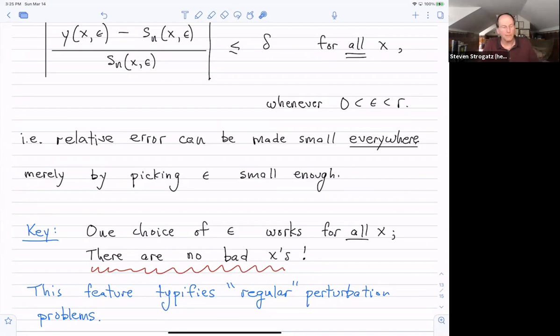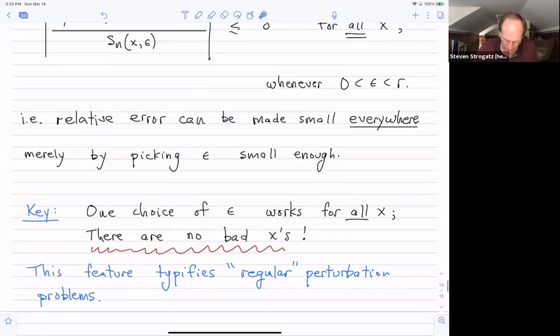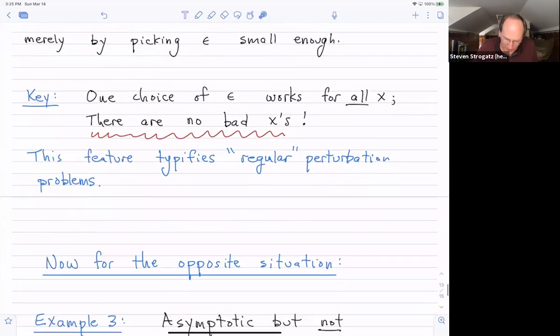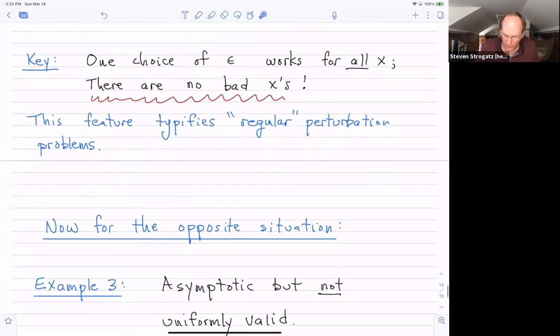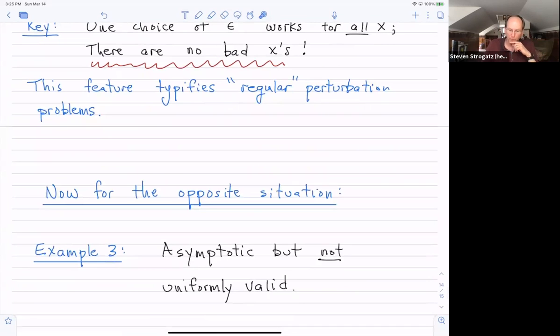So I've got about 6 minutes left. Let me try to give you a feeling in those closing few minutes, what could go wrong? Regular perturbation theory is sort of the best of all possible worlds, and so we're not going to spend much time on it. We want to look at the richer, juicier, nastier problems that are singular. So, the opposite situation: what could go wrong when we don't have regular perturbation theory working?